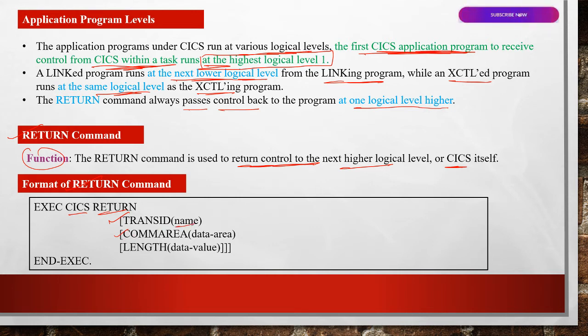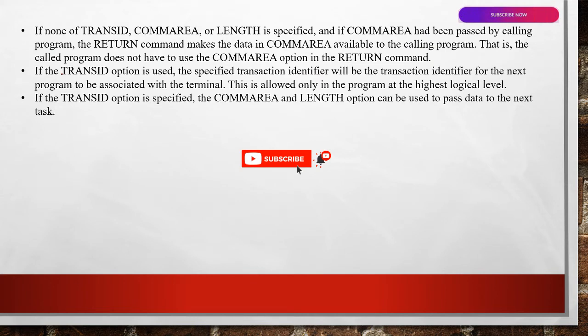Means you need to give the name of the trans ID, then the COM area name, then the length of the COM area. And if none of the trans ID, COM area, length is specified, and if the COM area has been passed by the calling program, the RETURN command makes the data in the COM area available to the calling program. That is what it means.